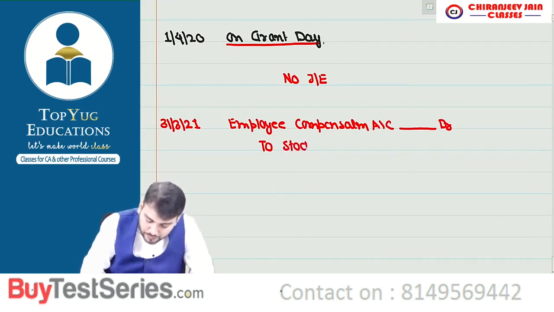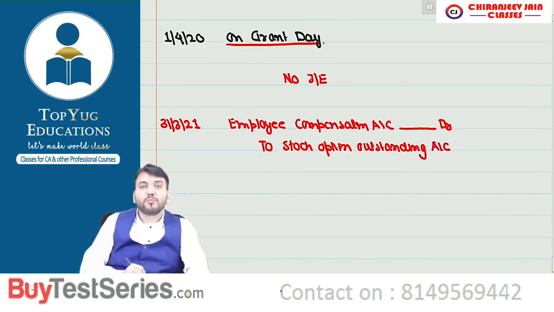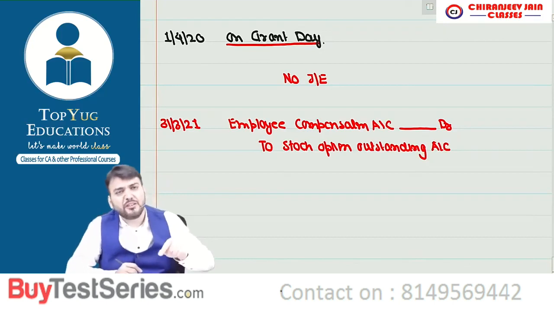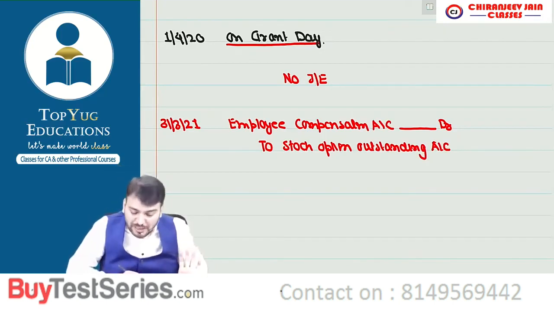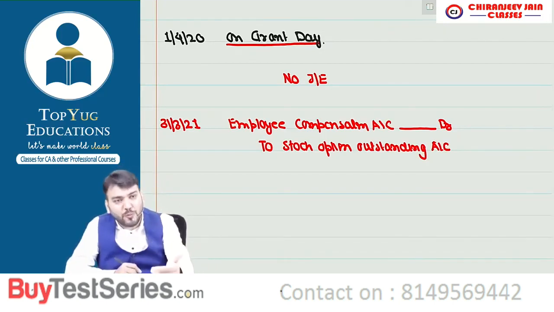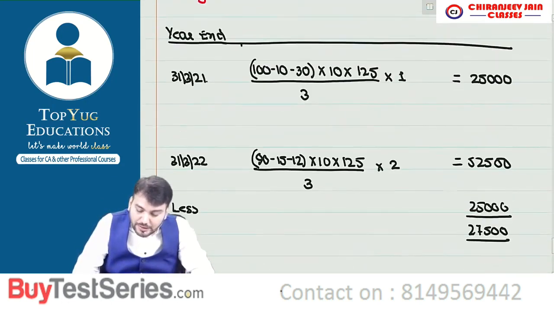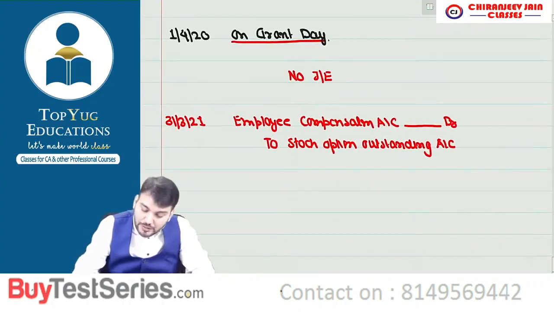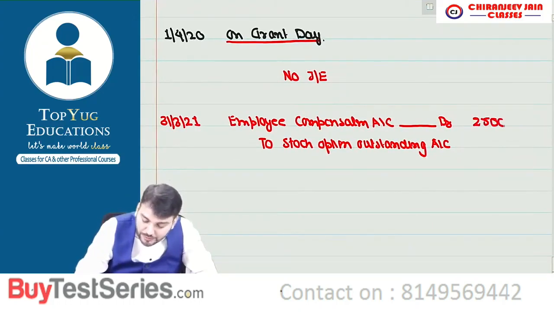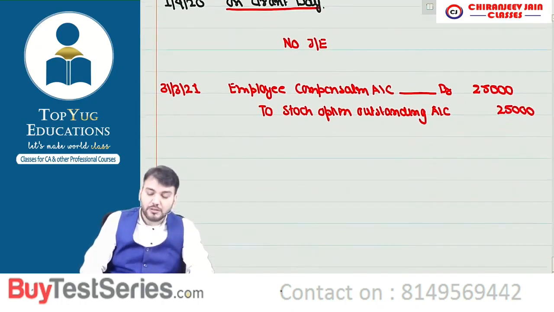stock option outstanding account. We can also write employee stock option outstanding account. You can take that also. Either you write employee stock option outstanding account or stock option outstanding account. So what is the amount? The amount is 25,000. Correct? Understood this point?